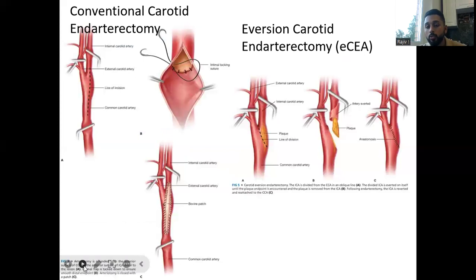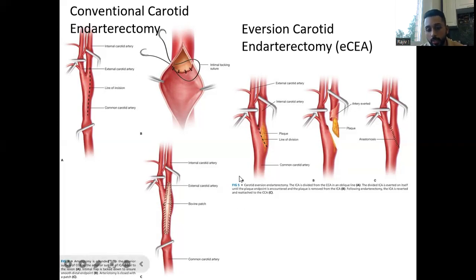Next, what are the two kinds of surgery? One is conventional carotid endarterectomy, where you go straight. This is the line of incision, and you extirpate the plaque and just close it, but with a patch. You need a patch here. But the pros about it is that you can also do a shunting if needed.